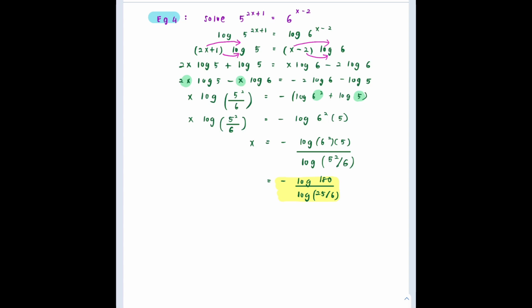Okay, so right now you have x only. So leave x on one side, and bring these things to the other side. And then you have log 6 squared, which is 36 times 5 is 180, over by log 5 squared is 25 over by 6.